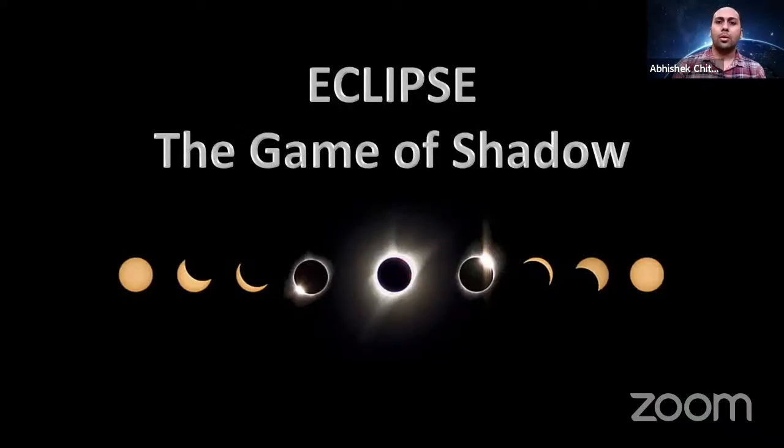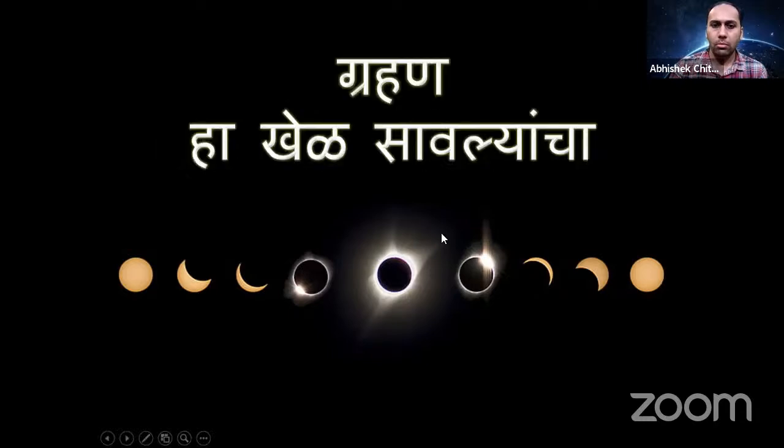Okay, so I hope this screen is visible to you. The name of this session is Eclipse, the Game of Shadow. In Marathi, we can say Grahan ha khel savlyancha. Here you can see beautiful pics on the screen.